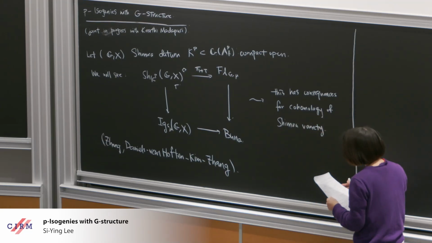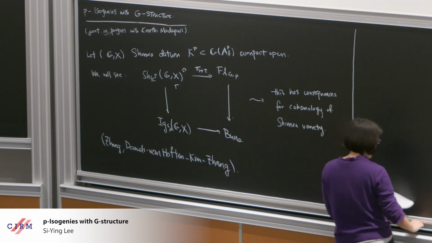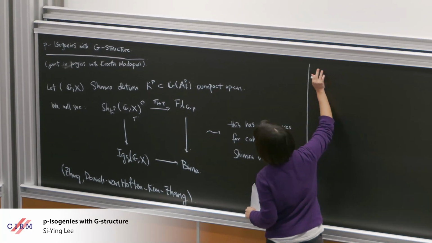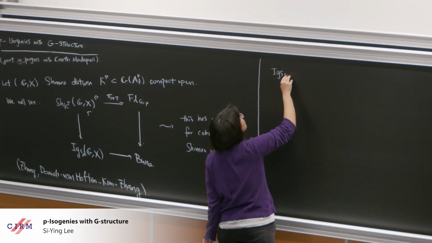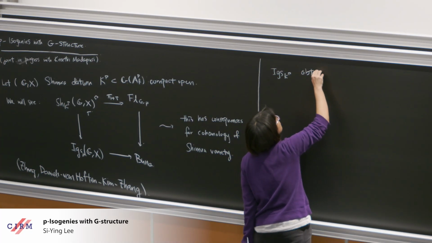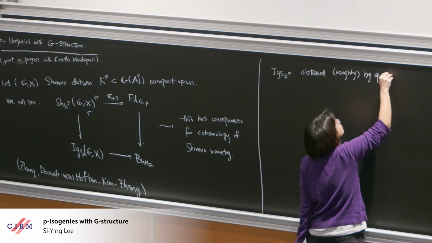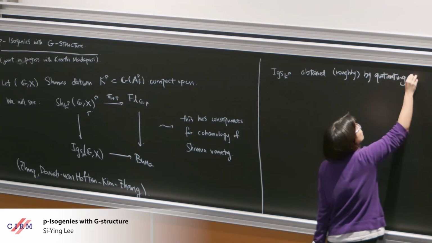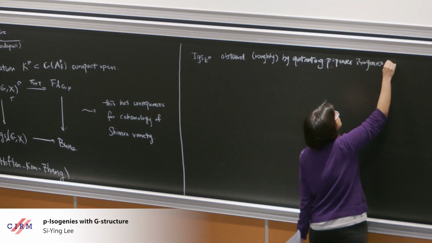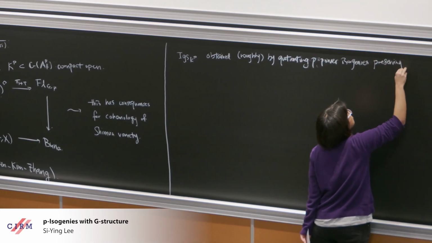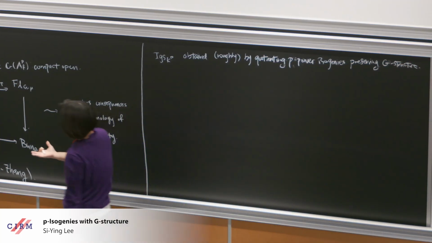But very vaguely, what is this Igusa stack diagram? This Igusa stack is what you obtain by quotienting. The way to get the thing at the bottom is by quotienting. So this X_{Kp} is obtained, very roughly, by quotienting by p-power isogenies preserving the G structure. That's roughly what this object is.